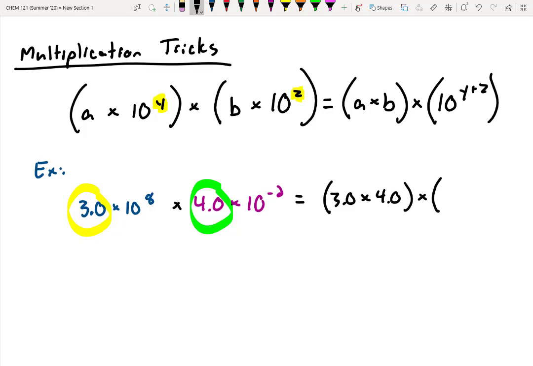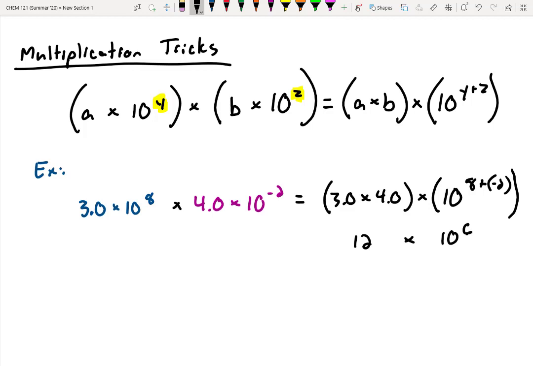And then over here, we'd say, all right, let's do our 10. And then we'd say, well, we need to add 8 and negative 2 together. So let's go ahead and do that. But we have to be careful. If we do 8 plus negative 2, that's really just 8 minus 2. So let's simplify this down further. So now we've got 12 times 10 to the 6th.